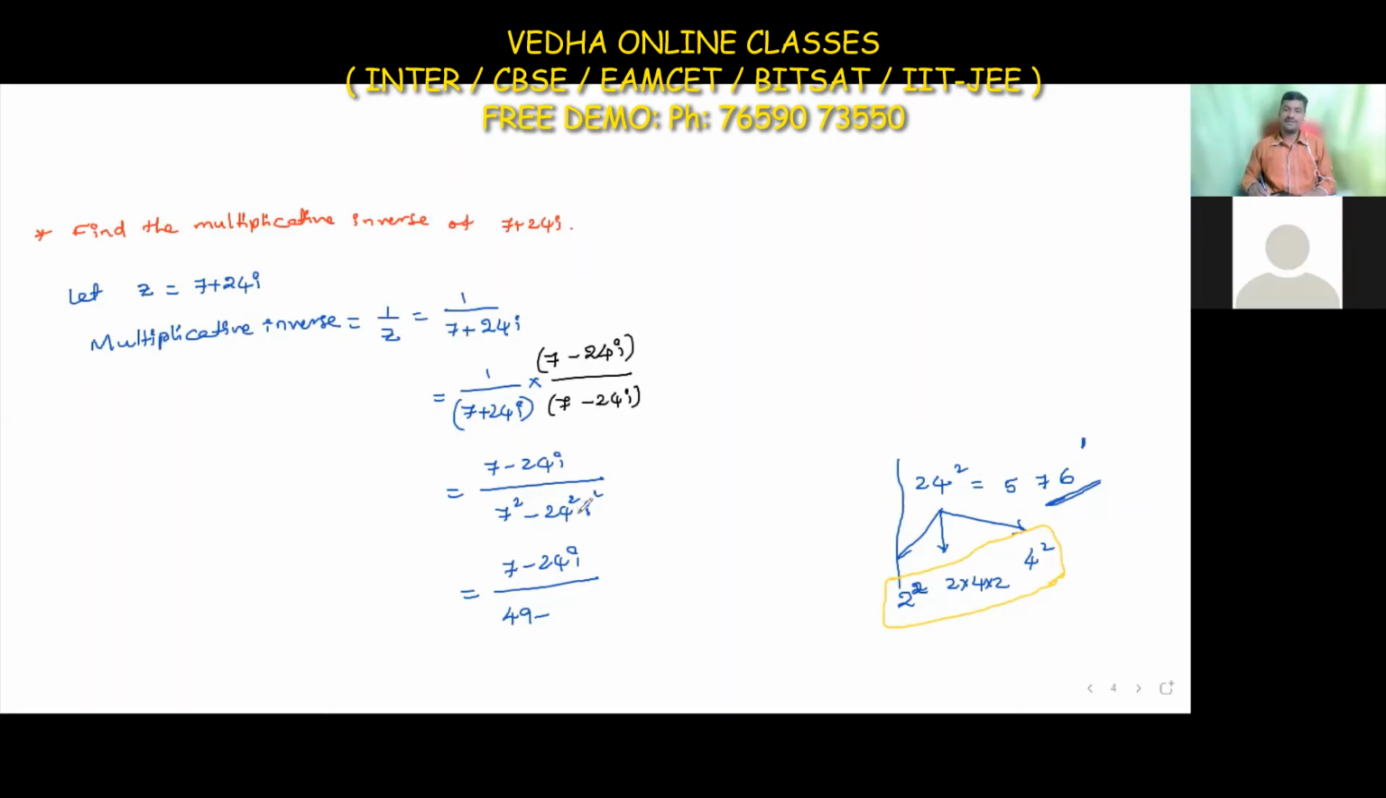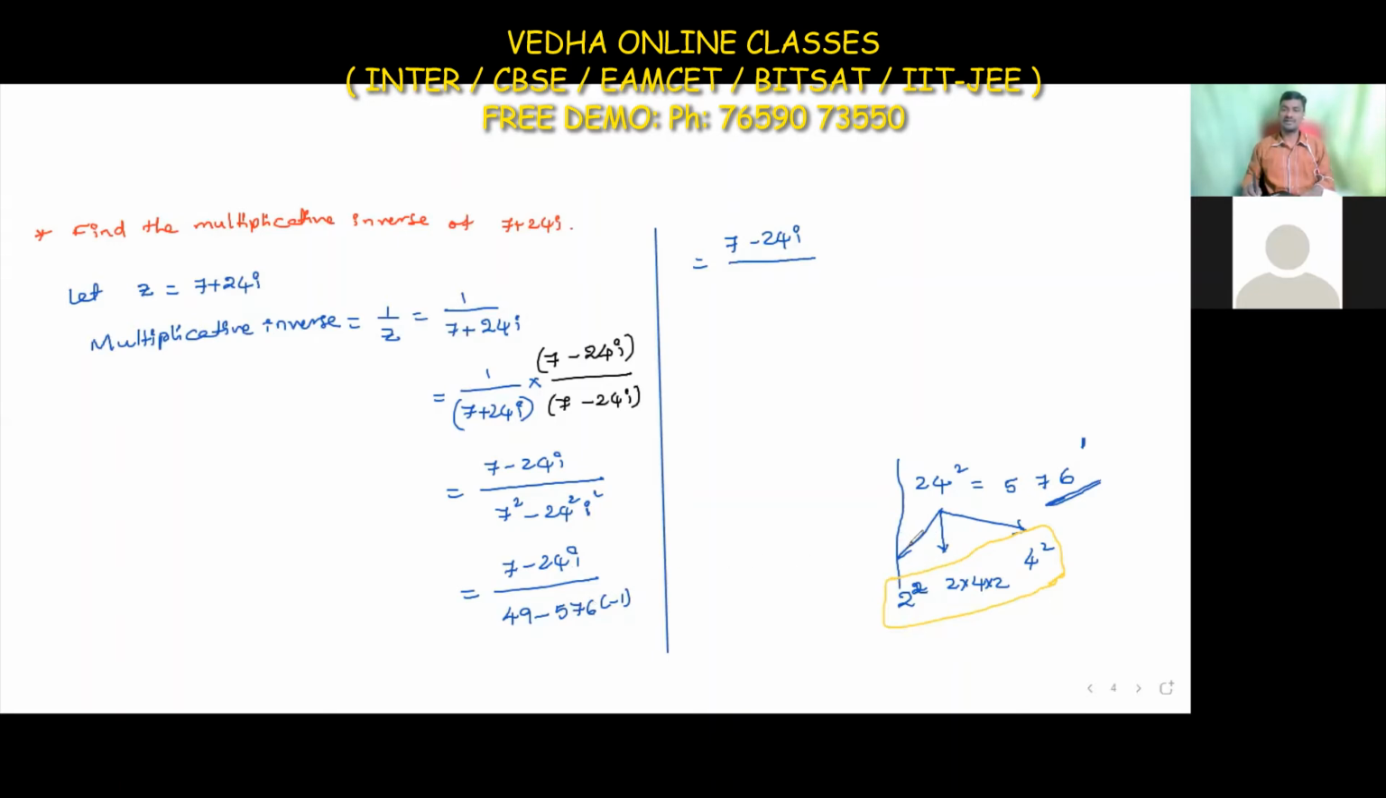And 24 square is 576, and i square value is minus 1. So now this is equal to 7 minus 24i whole divided by 49 plus 576.